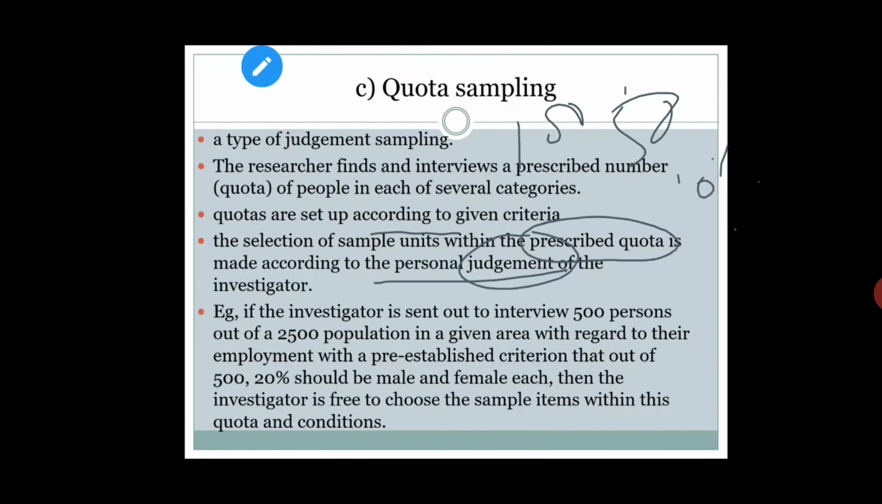So this is where the judgment sampling element comes into play. Example, if the investigator is sent out to interview 500 persons out of a 2,500 population in a given area with regard to their employment. Okay, the survey is going to be done on employment with a pre-established criterion. So this will be the quota, okay? That out of 500, 20% should be male and 20% should be female. This is the quota. 20% is the quota for male and female. Then the investigator is free to choose the sample items within this quota and conditions.